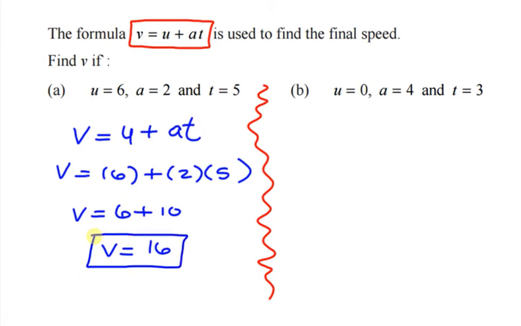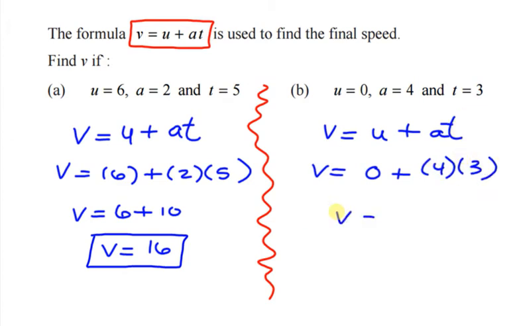All you're doing is putting those values in for the letters. Okay? Same formula, we're just going to use these numbers. V equals U plus A times T. So what does V equal to? So V equals, instead of U, I'm going to write 0, plus, instead of A, I'm going to write 4, and instead of T, I'm going to write 3. So V equals 0 plus 4 times 3, 12. So V equals 12.